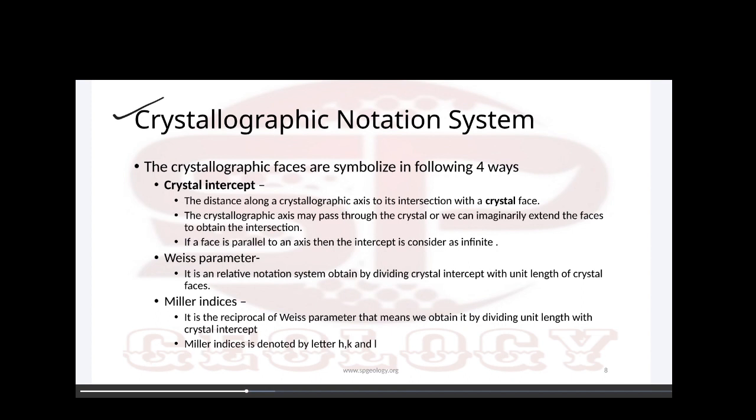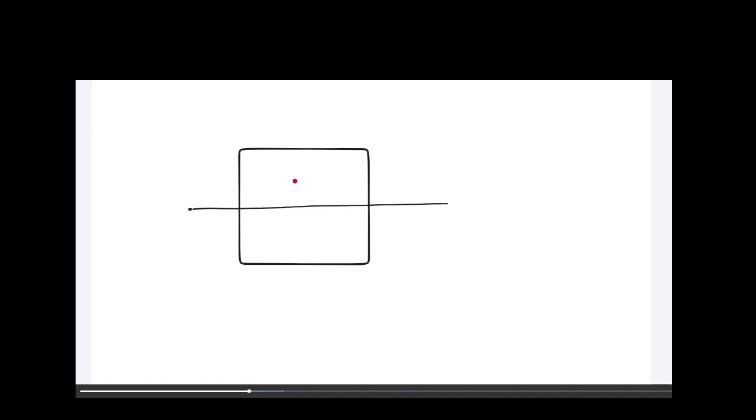Let me give a small example. See, this is a crystal. So this is the A axis and B axis. So this is the B axis, this is the A axis.